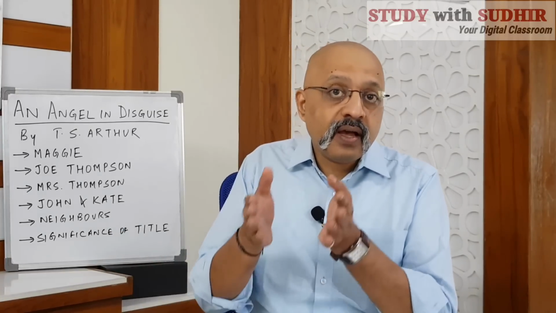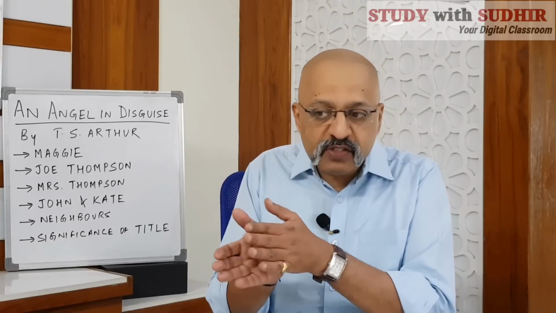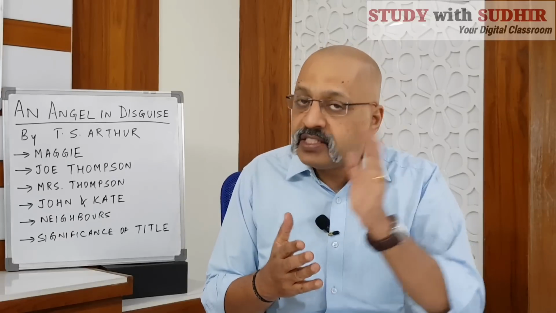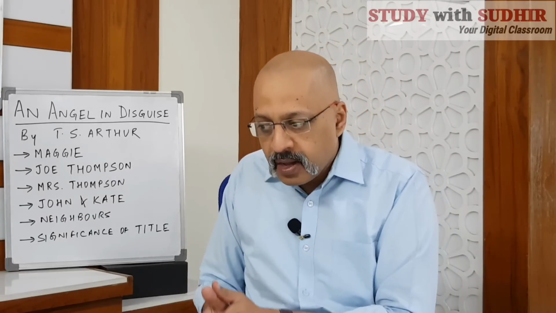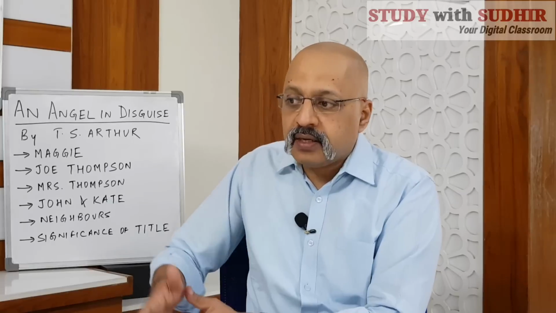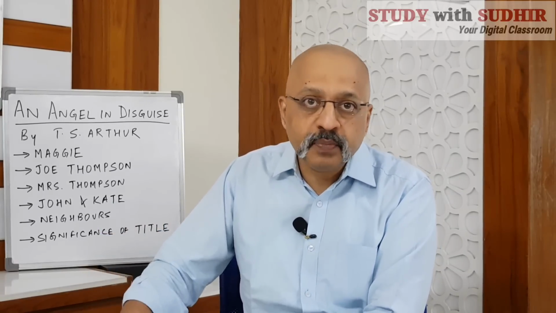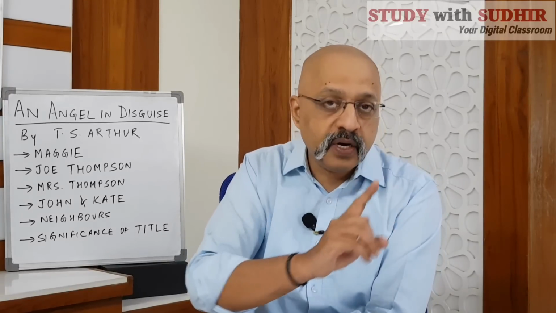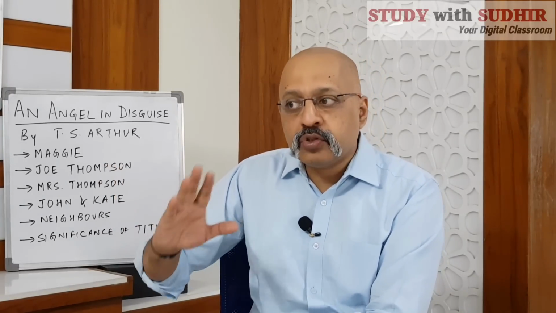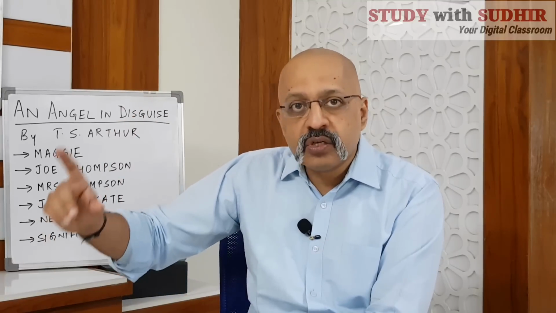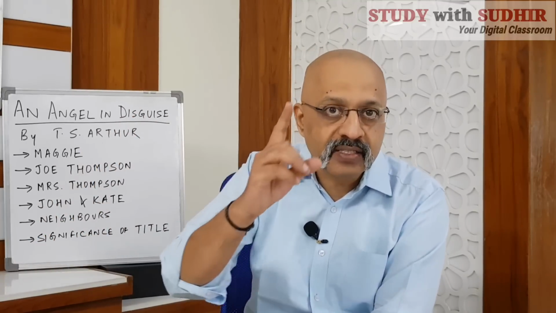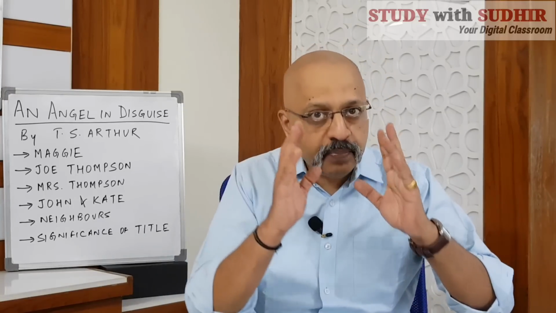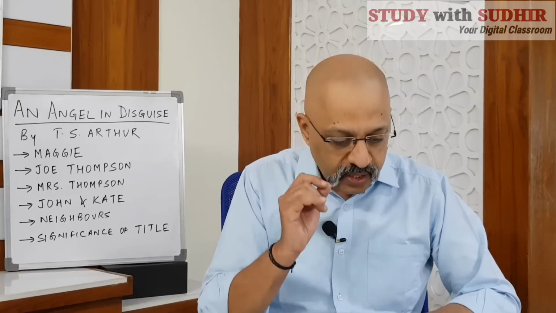But in this case, this is the phrase which immediately relates to the title of the story, An Angel in Disguise. This is the first time the author, T.S. Arthur, is telling you that she is a precious burden. She will be a burden because of her medical condition, but she will be a precious burden. So this is the closest we have come to the author telling us that this girl is going to be an angel in disguise as far as the Thompsons are concerned. So please mark this phrase, a precious burden, and please use it in your answers.